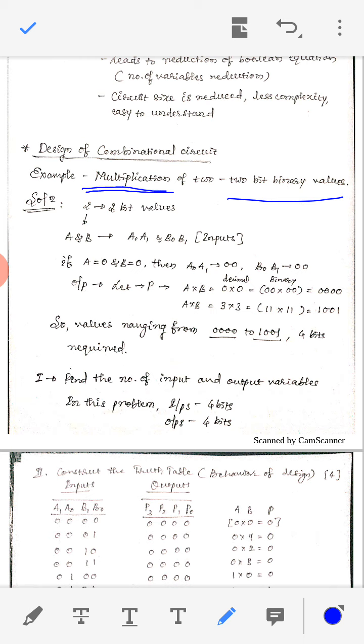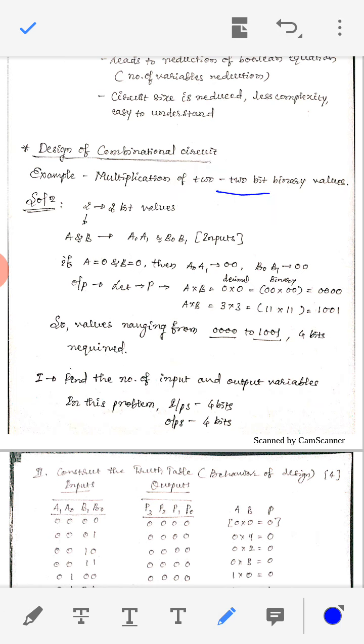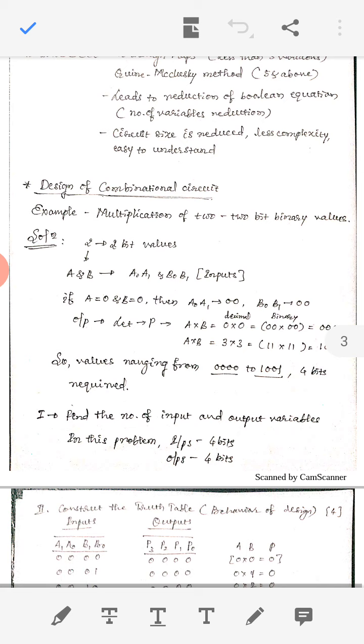So what is the problem here? What is the operation? Multiplication. What multiplication? 2 bit binary values. How many? 2. So what are 2 bit binary values? What is the meaning of that? 2 bit means there are 2 bits, which you can call A0 and A1. Two bits in the sense there are two variables.